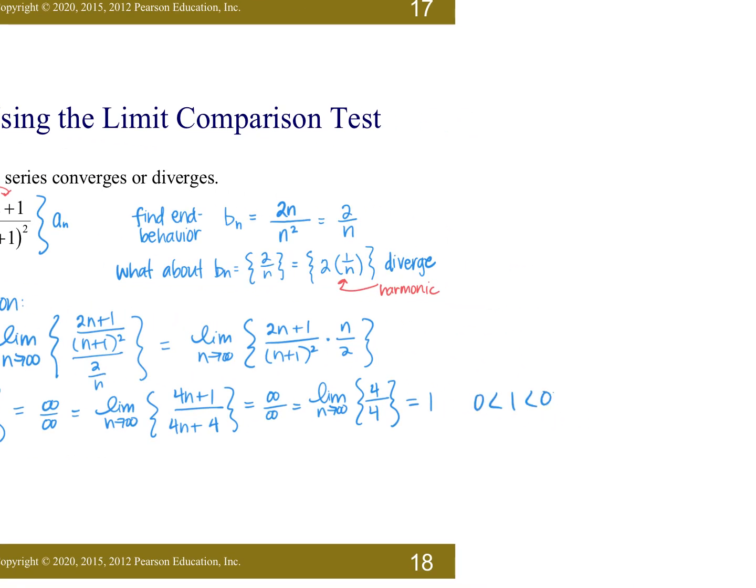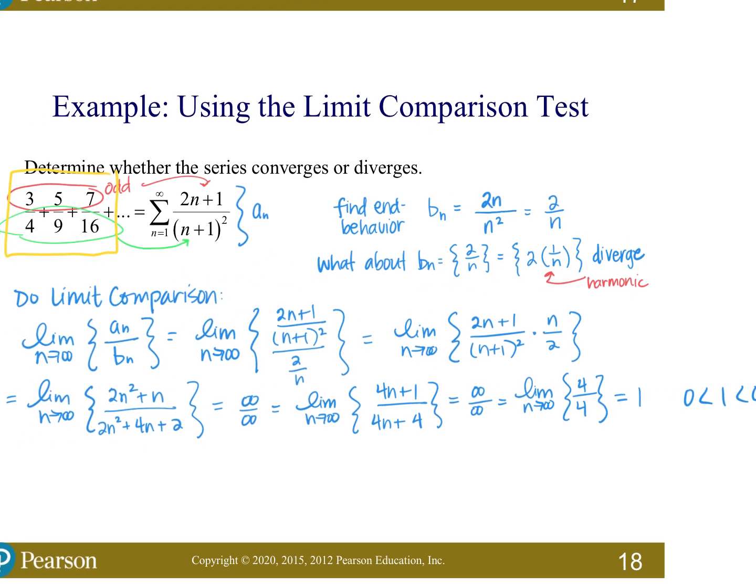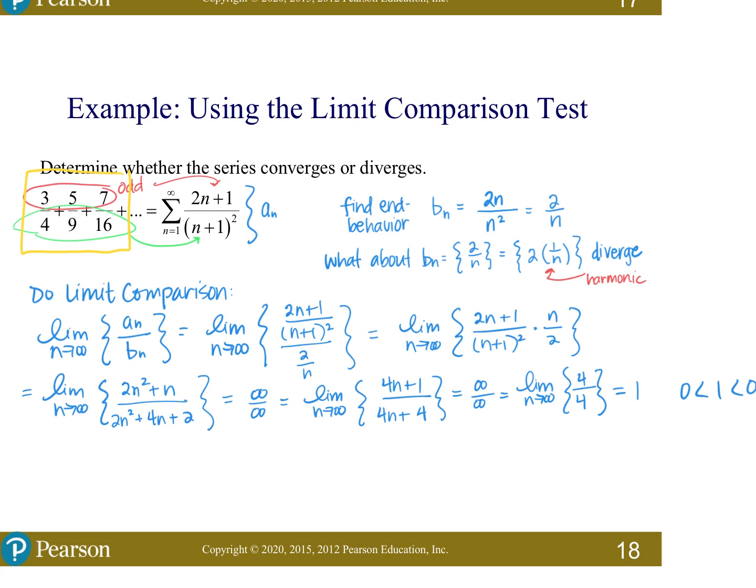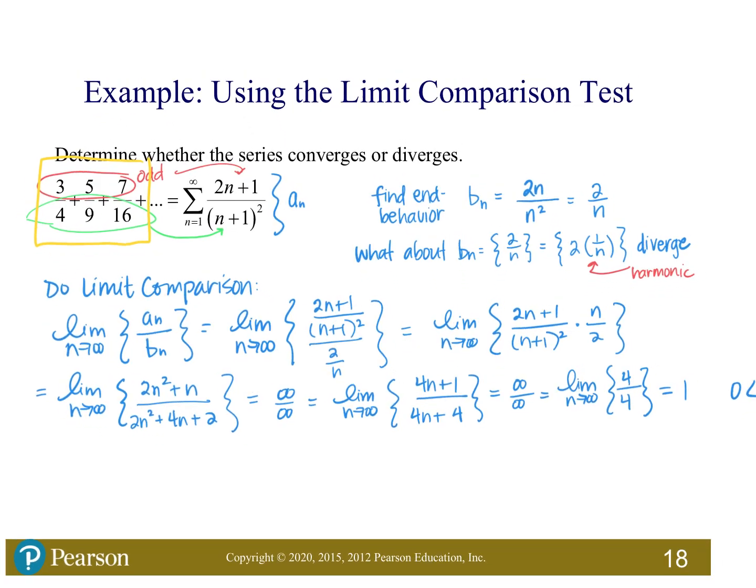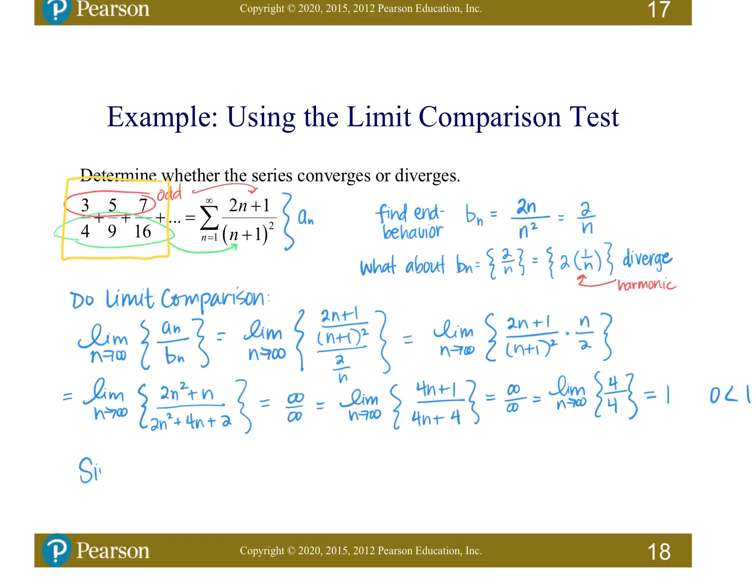And so we just remember what we got as a result of our limit: that 1 is between 0 and infinity. So it's not 0 and it's not infinity. So we can conclude that our original series and its end behavior model will share properties. So since series B sub n diverges, then series A sub n will also diverge by comparison.